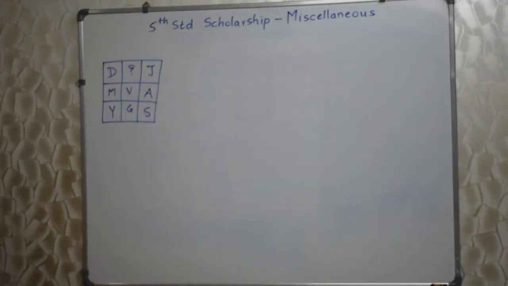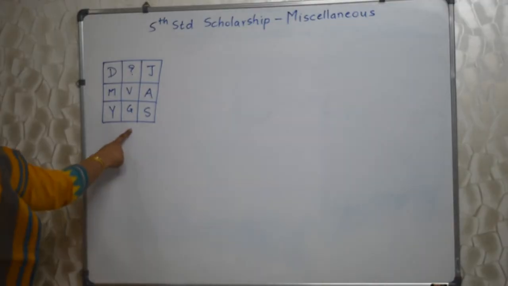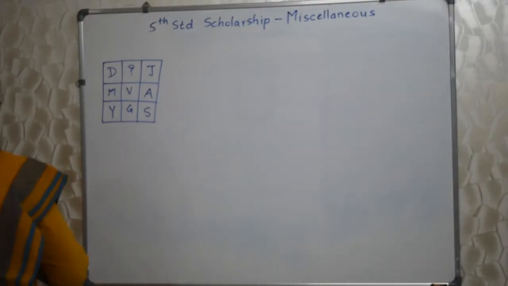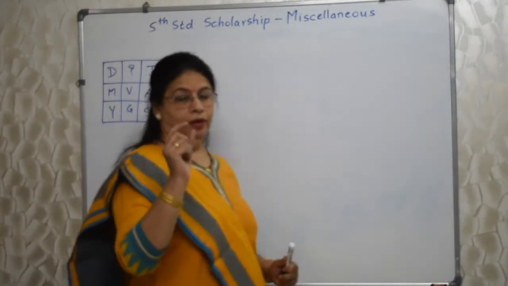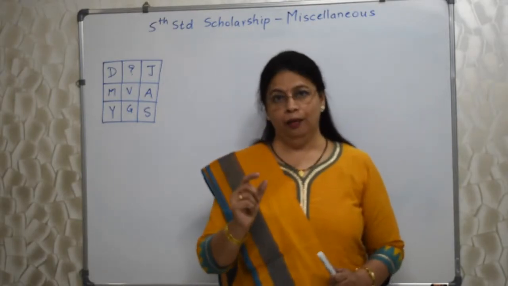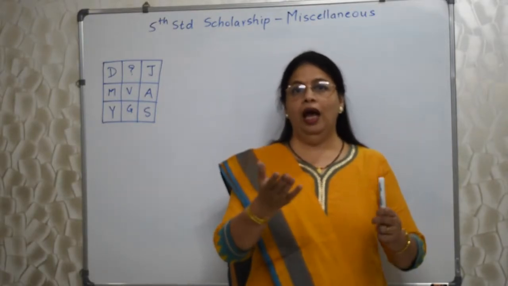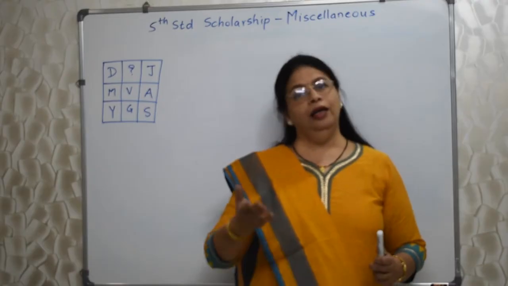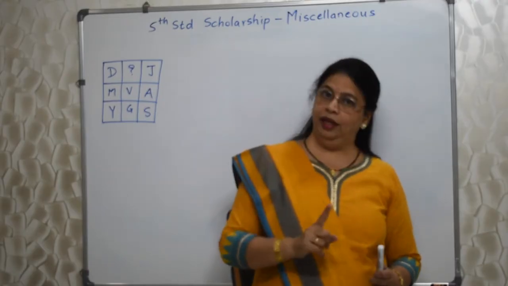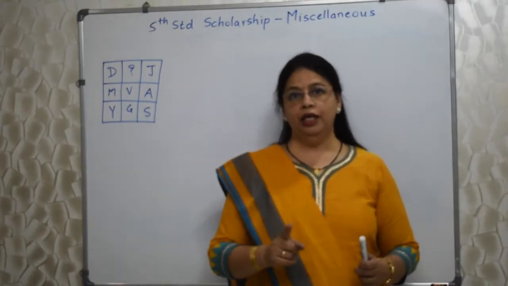Students, the next question is, which letter will replace the question mark in the adjoining figure? The figure I have already drawn on the board. See students, here each letter has one serial number. Like you all have roll numbers in the school, right? In the same way, each letter has a serial number. A is 1, B is 2.